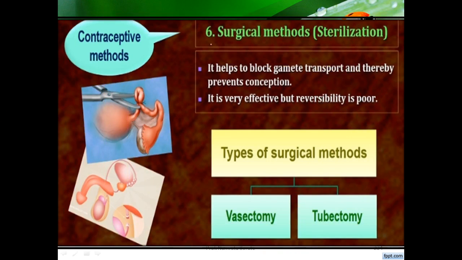The next one is the permanent method. This permanent method is the surgical method, called sterilization. It means there is no formation of sperm, or the sperm cannot enter the female reproductive tract. It helps to block gamete transport, thereby preventing conception. It is very effective, but the reversibility is poor. There are two methods: the first one is vasectomy and the second one is tubectomy.